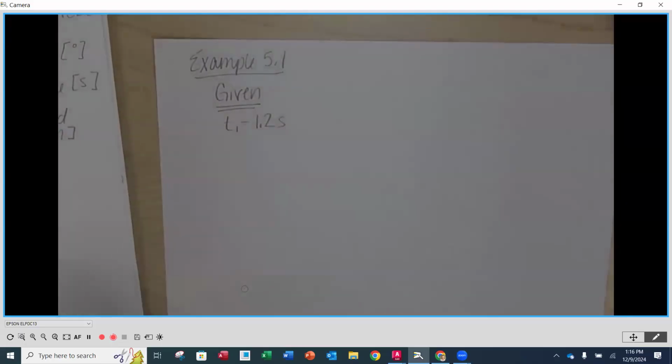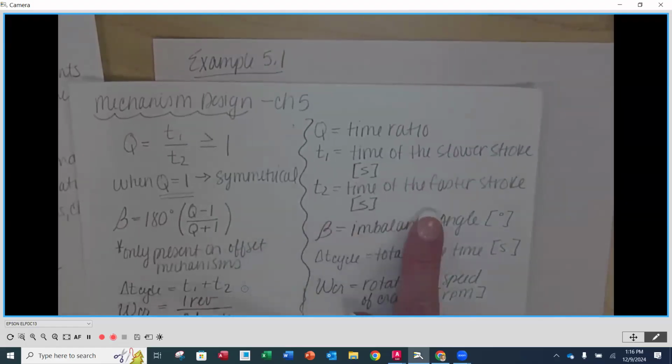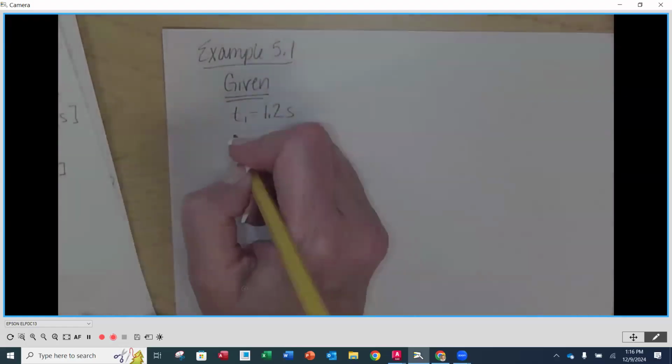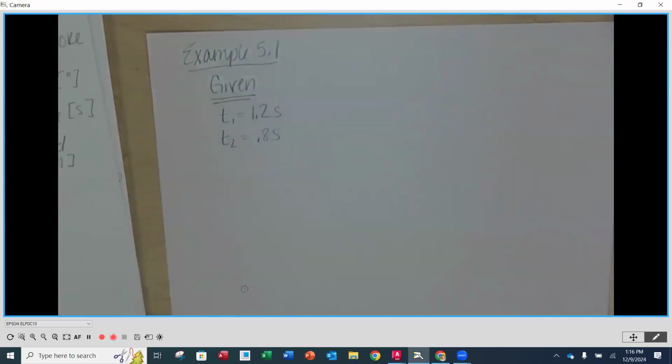Then the other part of this problem, as we look at our equation sheet, T2 is going to be the faster part of the stroke. It said that the return stroke is 0.8. So our T2, which is the faster one, is going to be 0.8 seconds. And those are the only two things that were given.